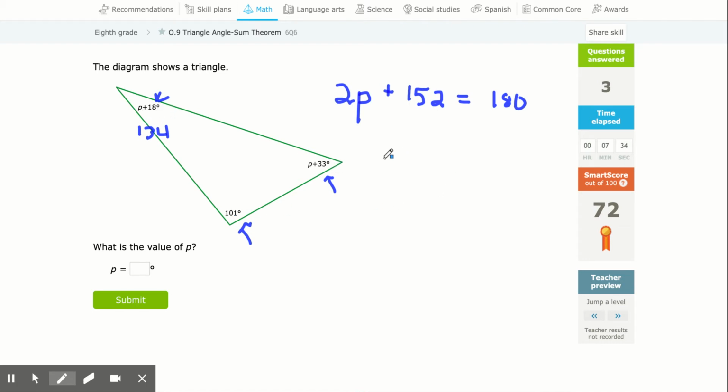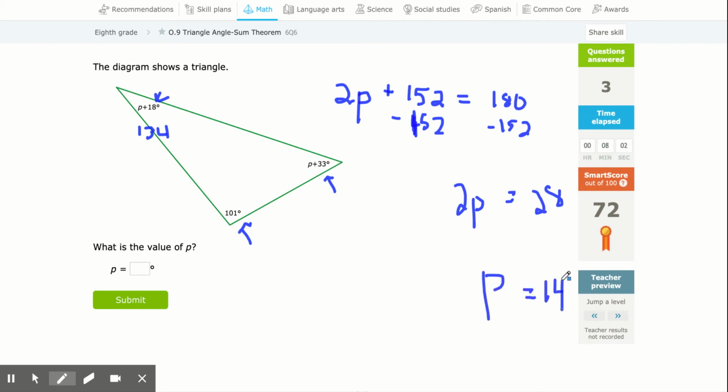Now I'm going to minus the 152 from both sides. 152, that's a 1, not a 4, it's a 1, right? Minus 152, I get 2p is equal to 10 minus 2 is 8. I had to borrow from the 8, that's 7 minus 5 is 2. 28. Divide by 2, and p is 14.